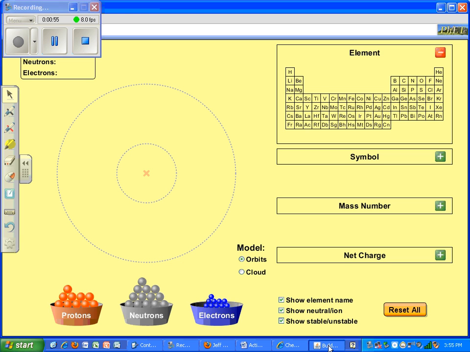Again, when we do PhET, the first thing we need to do is identify the number of protons. So I'm going to grab here, and I'm going to drag in. You'll notice each time I add a proton, I'm changing the identity until I get to lithium. That has 3 protons. The next thing is number of electrons. Number of electrons equals my number of protons.